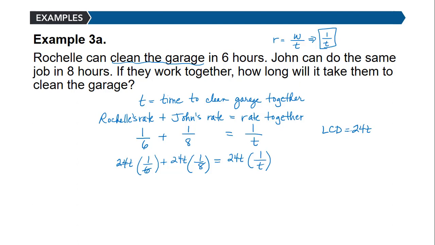Simplifying, we get 4T plus 8 into 24 is 3T is equal to 24. So 7T equals 24, or T is 24/7. When we approximate this, it's approximately 3.4. So this means that working together, they can clean the garage in 3.4 hours.